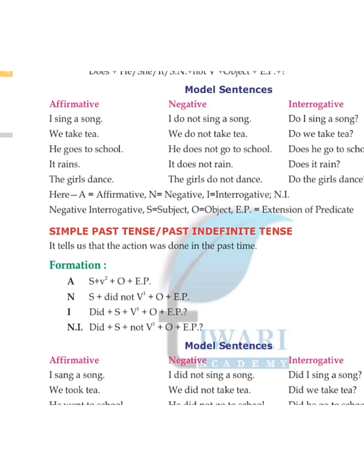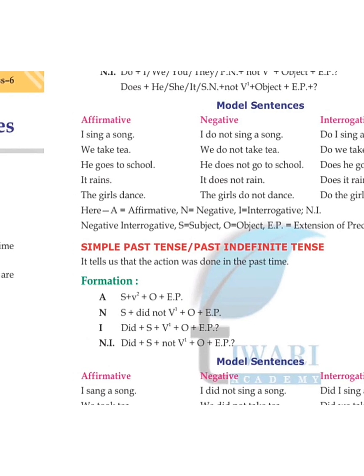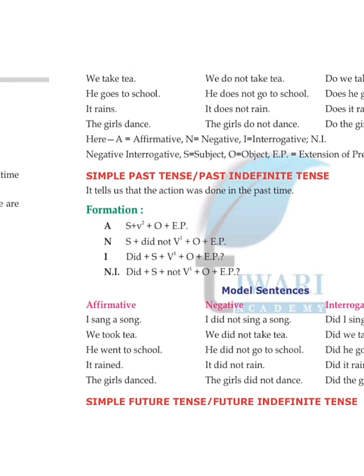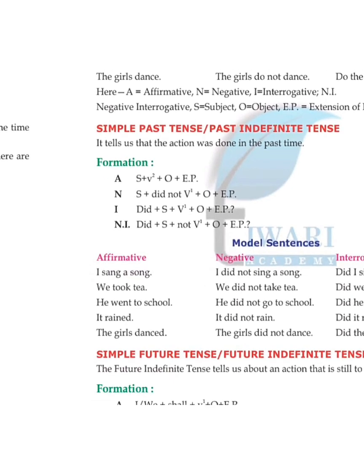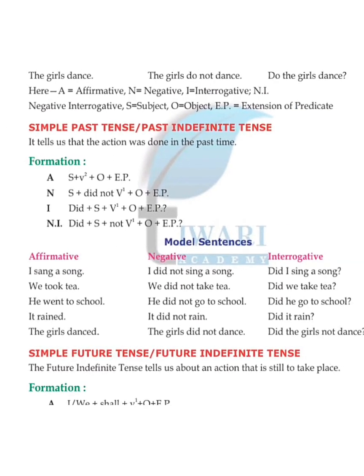Simple past tense and past indefinite tense. It tells us that the action was done in the past. ठीक है, जब हो जाता है. Like I sang a song, मैंने गाना गाया. I did not sing a song, मैंने गाना नहीं गाया. Did I sing a song, क्या मैंने गाना गाया.